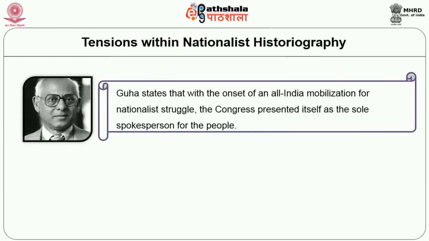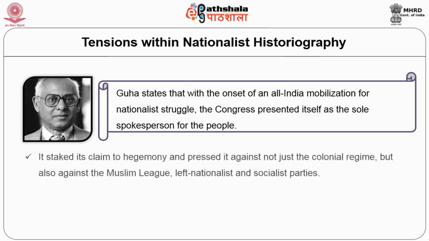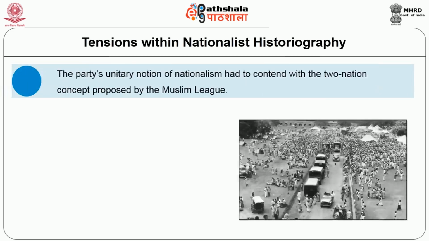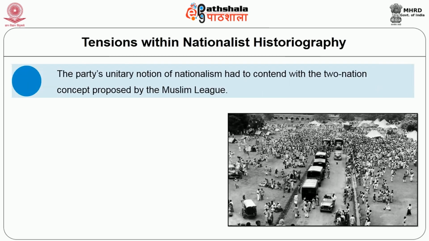Tensions within the national historiography. Guha states that with the onset of an all-India mobilization for the nationalist struggle, the Congress presented itself as the sole spokesman for the people. It staked its claim to hegemony and pressed it against not just the colonial regime, but also against the Muslim League, left nationalist and socialist parties. The Congress had to confront challenges to its claims of representativeness time and again by the peasants and workers. The party's unitary notion of nationalism had to contend with the two-nation concept proposed by the Muslim League.